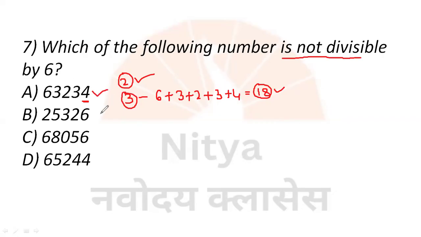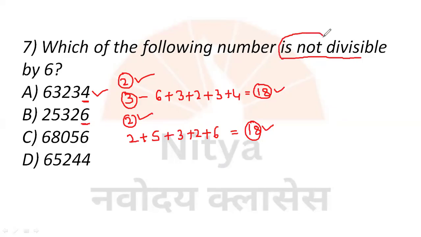Okay. And the next one is 25326. See, here is also an even number. It means here also 2's divisibility rule is applied. And we have to check 3's divisibility rule. How do we check? We have to add the digits one by one. So 2 plus 5 plus 3 plus 2 plus 6 is also 18. So here also 2 and 3 are applicable. It means this whole number will be divisible by 6. Here we have to find which is not divisible. Okay. Option A and option B are divisible by 6.